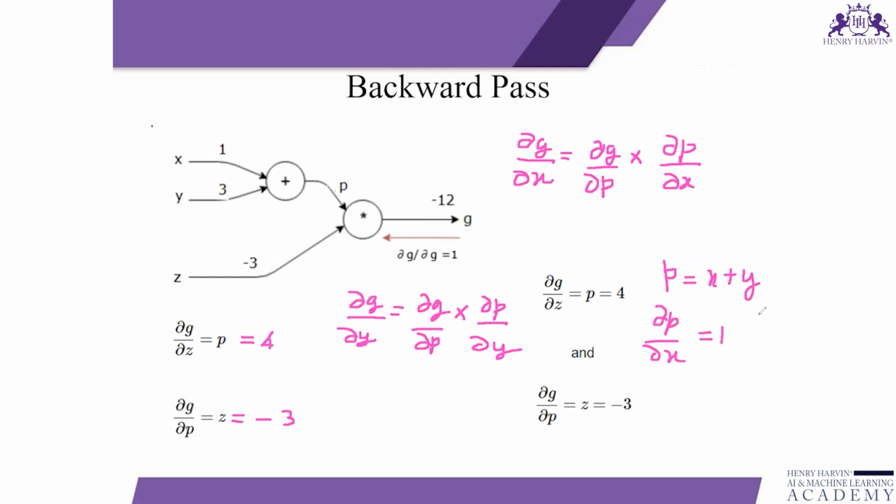Yes. So now I know what dou P by dou X is. That is 1. I know this one. So that's going to be minus 3. Clear? Similarly, to find dou P by dou Y, again, this is going to be 1. So this is also dou G by dou P, right? So again, this is also going to be minus 3. Hope this is clear to you, right?